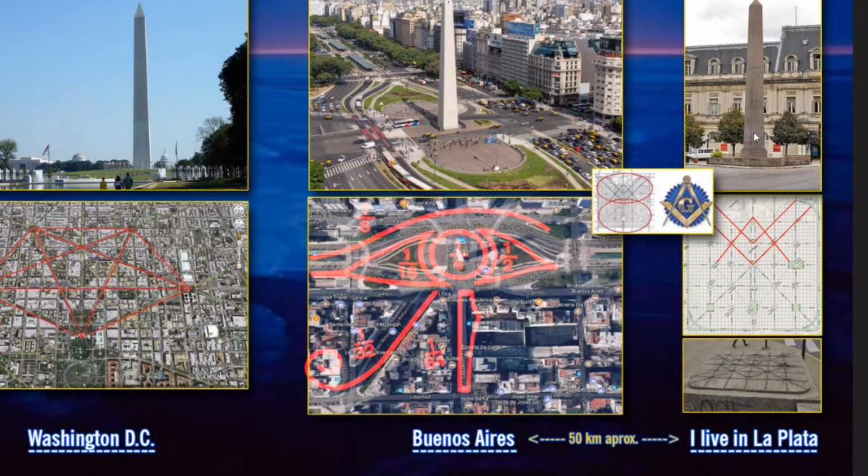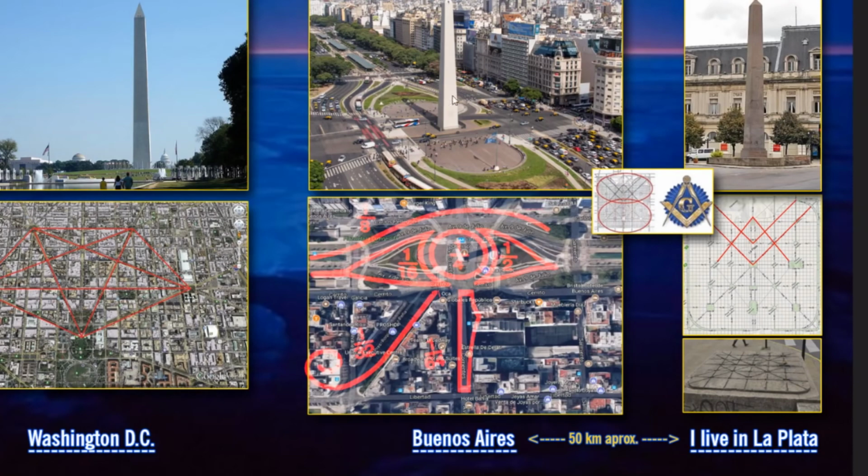And this is an obelisk here in my city. This is the city of La Plata, which has the same properties as Washington City, which was planned before building the city. So here you can see the square and the compass formed by this square here with these diagonals.